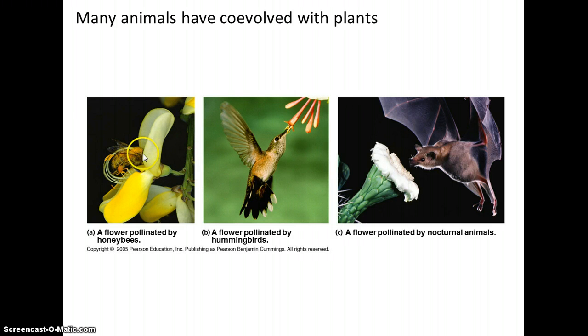Bees, those flowers come in all sorts of shapes and sizes. They tend to be yellows and blues. They're going for both pollen and nectar, whereas hummingbirds are just going for the nectar. Bats, you have some bats that pollinate flowers when a bat's out at night, so they'll tend to be white flowers because they're easiest to see at night.